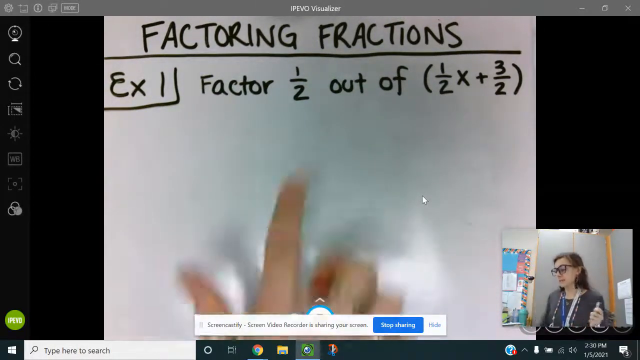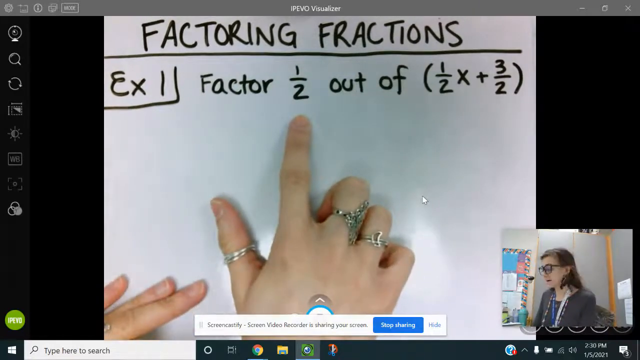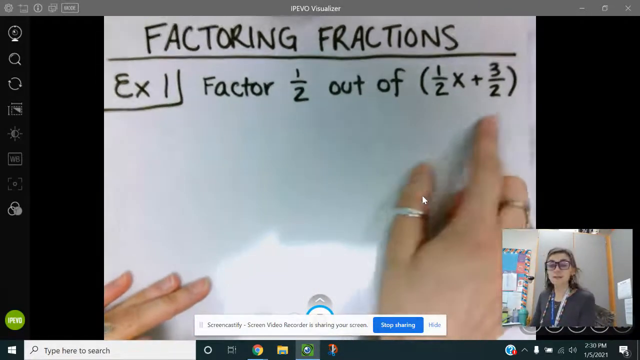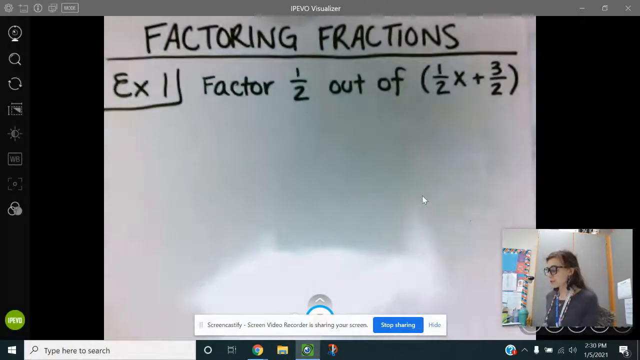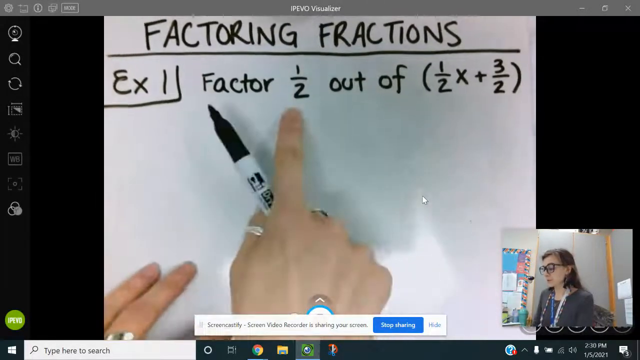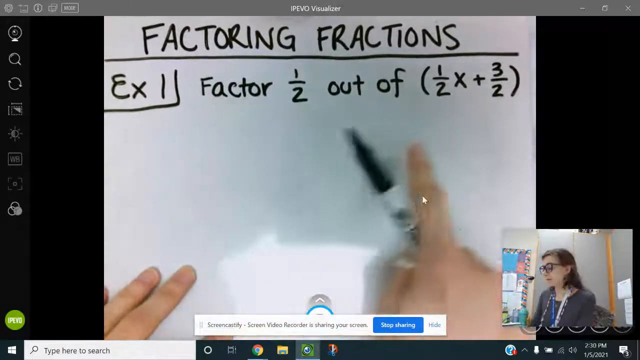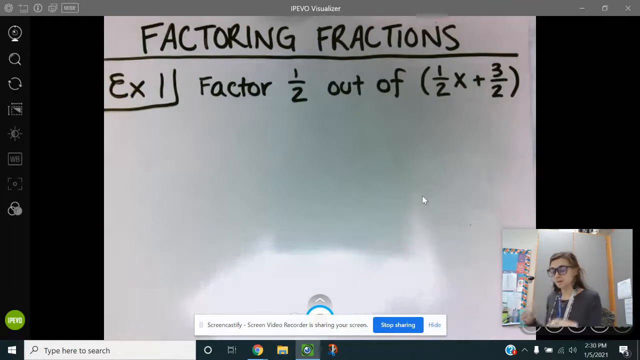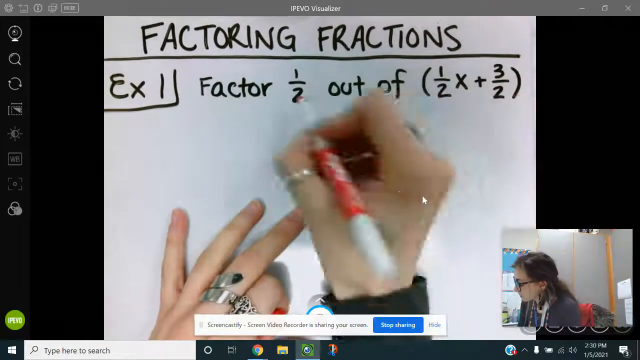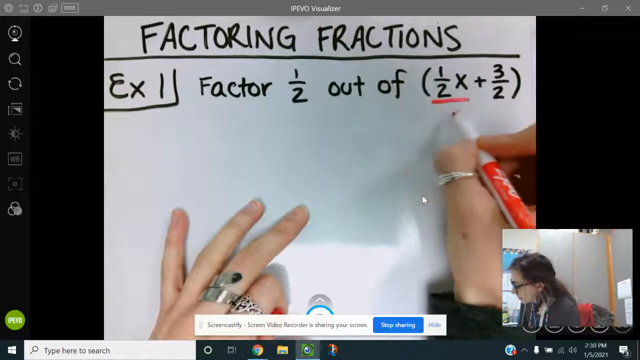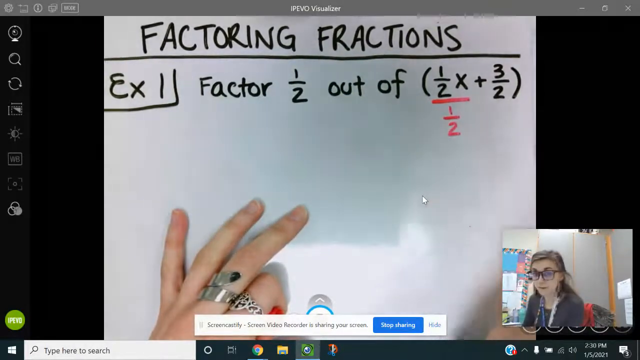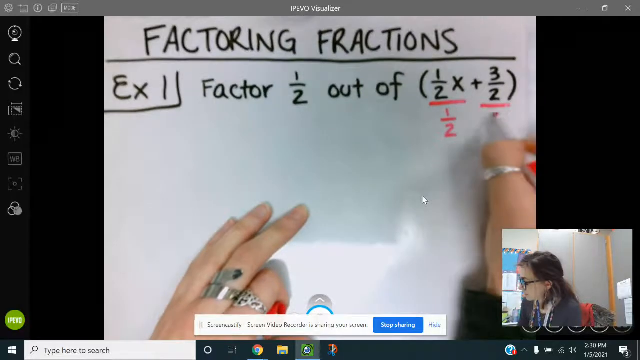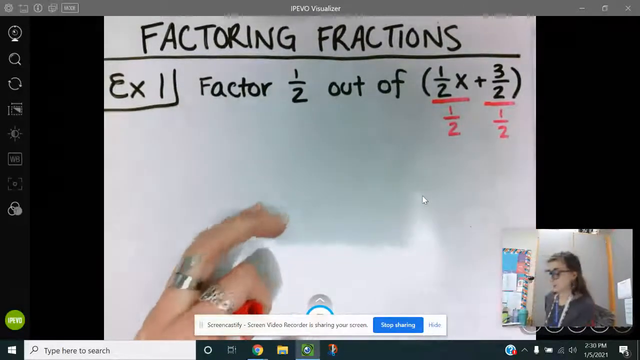So our first example here is we want to factor 1/2 out of 1/2 x plus 3/2. If you remember from our last video, this means that we are going to be pulling 1/2 out of each term inside of our parentheses. And that means we are dividing. When we pull that number out, we are dividing. So we're going to take 1/2 out. That means we're dividing this whole term by 1/2, and we're dividing this whole term by 1/2.